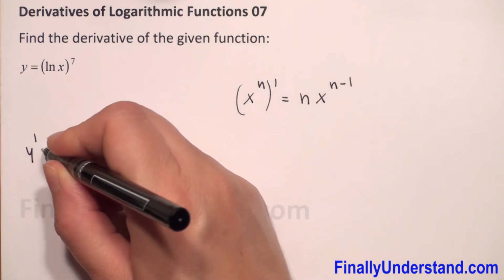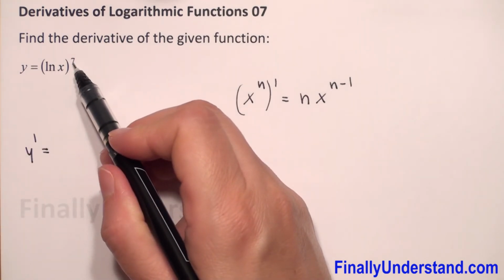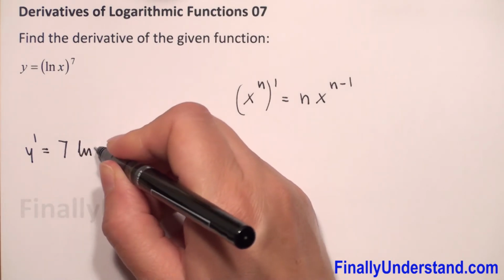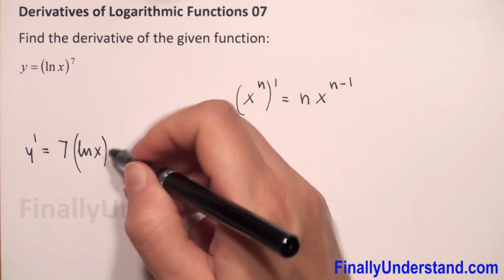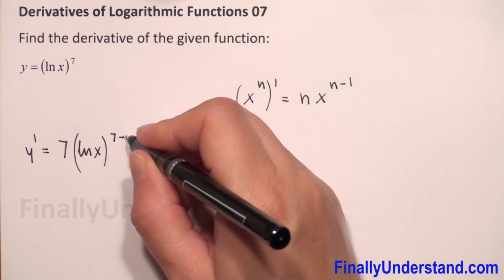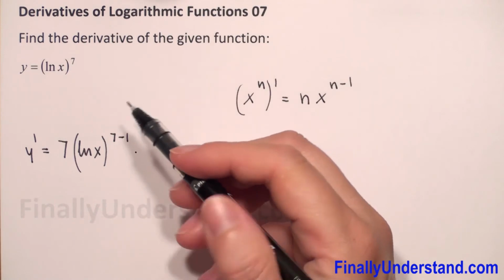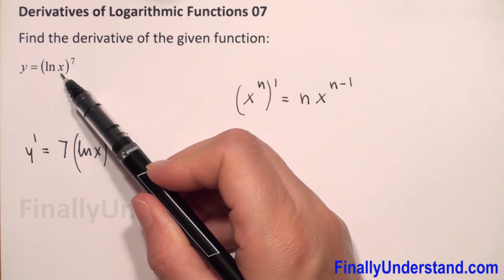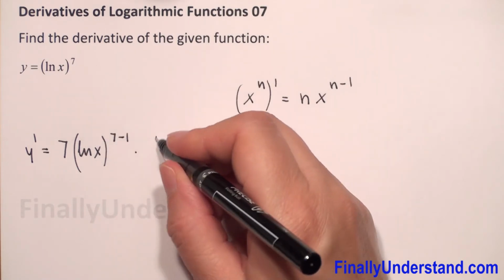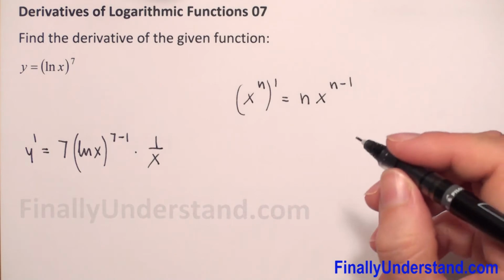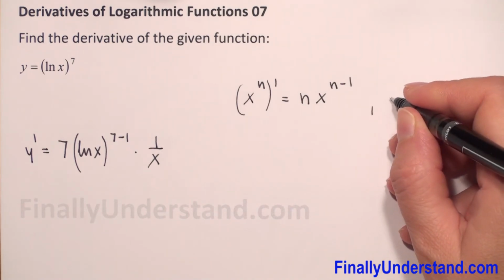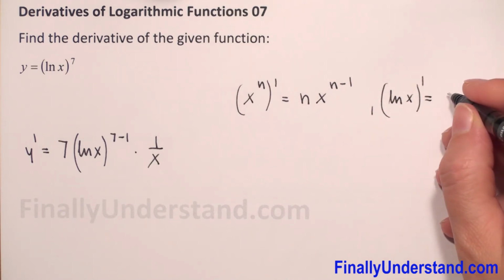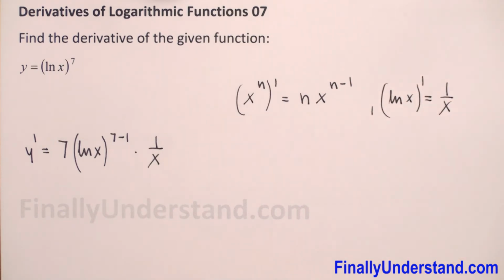We have y prime is equal to, first we take down this 7, so it will be 7 times natural log of x to the power 7 minus 1, and times the derivative of the function which is inside. The derivative of natural log of x is 1 over x. I just use the formula when we have (natural log of x)'. This is equal to 1 over x.